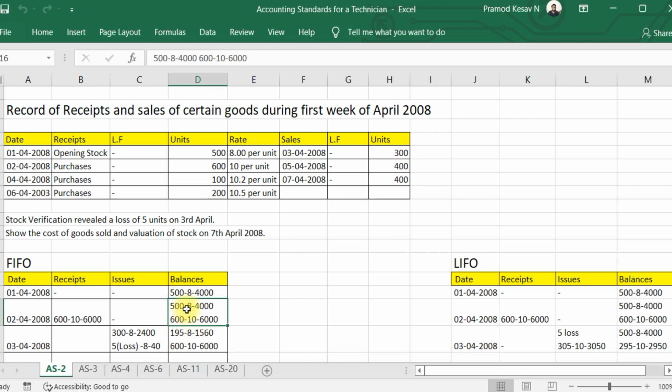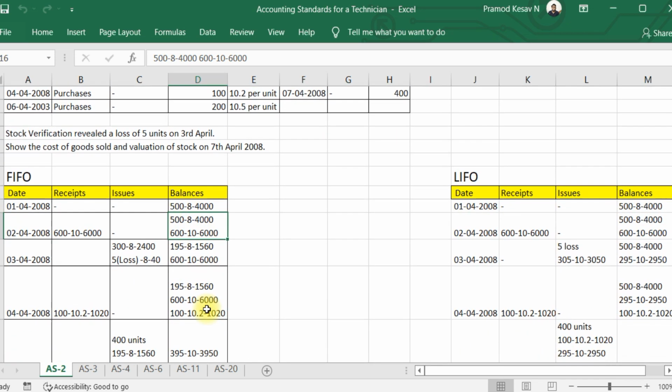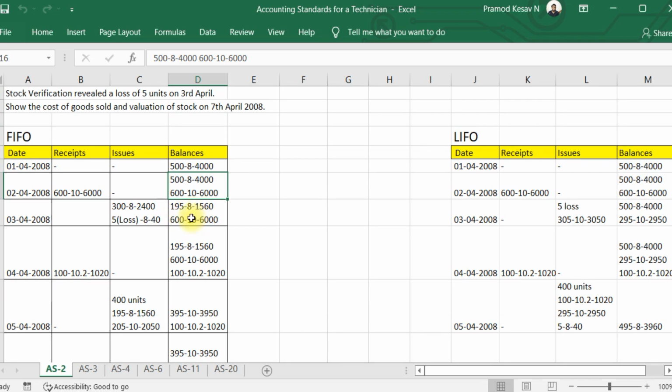And there's a price to that. It is 8 per unit. So from 500, if you deduct 305, we get 195 units and that is the balance, because 305 units are gone from the batch. So 195 units we have at a price of 8 per unit. And this is how we normally do all the other balances.